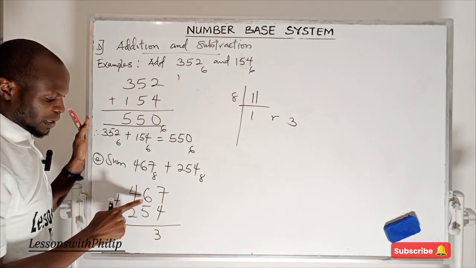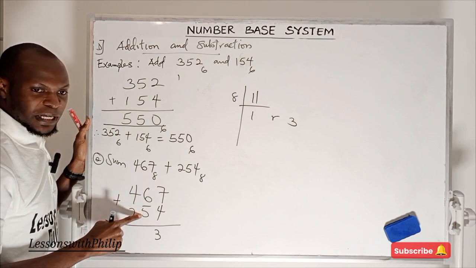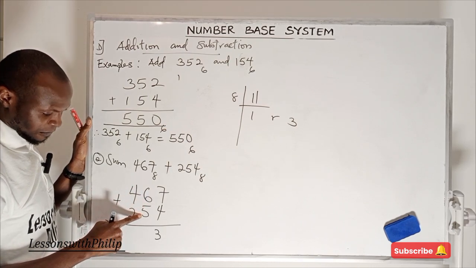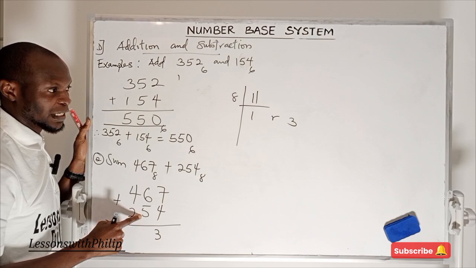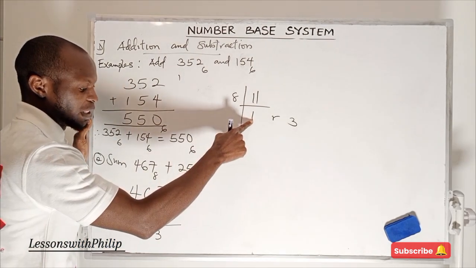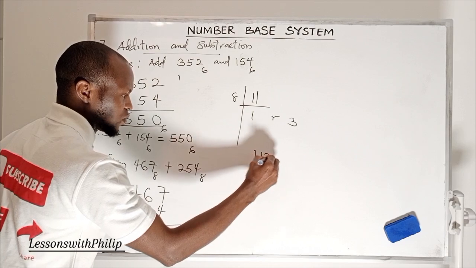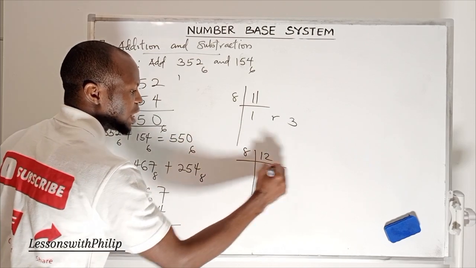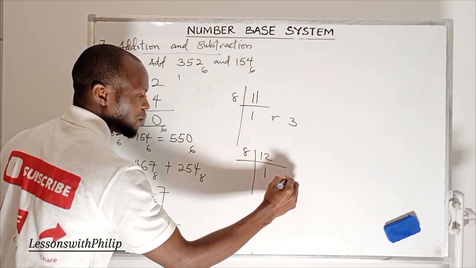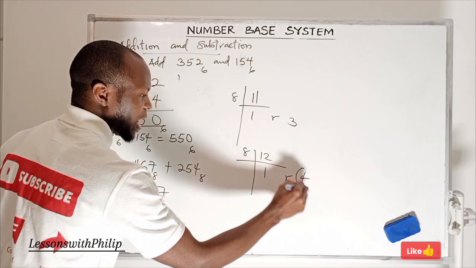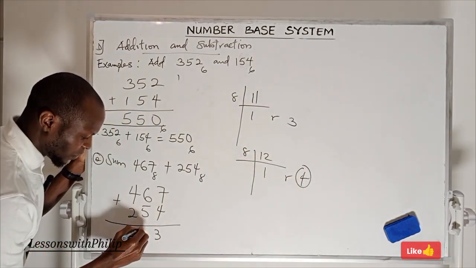6 plus 5 is also 11. Don't forget, I carry 1. There's a 1 left here. That shows it's 12. How many times can 8 go in 12? That is 1. And what will be my remainder? My remainder will be 4. And it is this remainder I put here, 4.